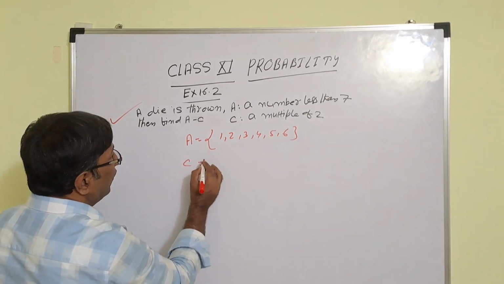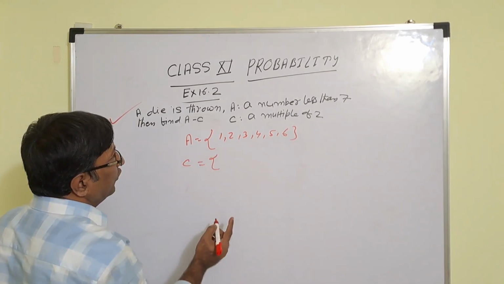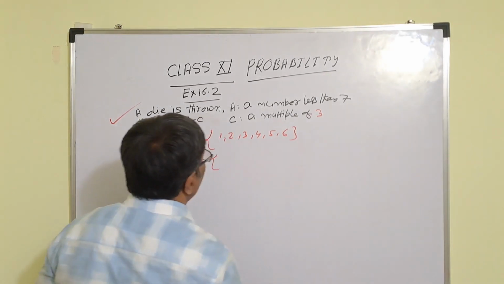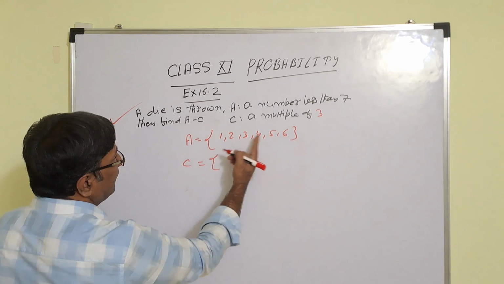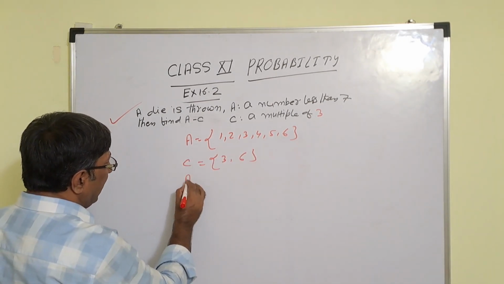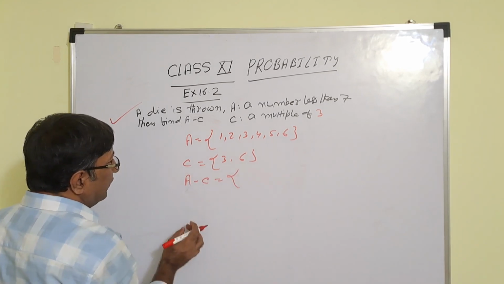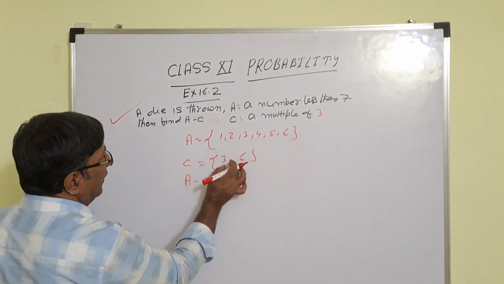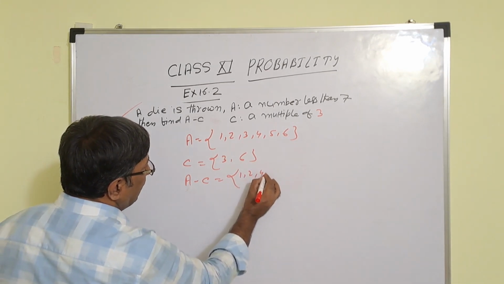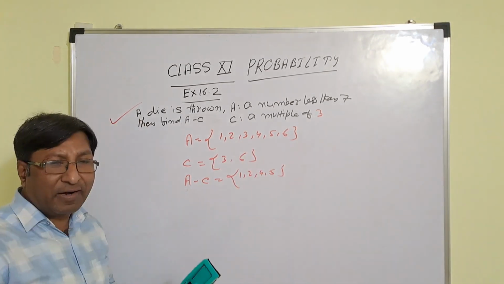And C equal to what? A multiple of 3. This is what? Multiple of 3. So multiple of 3 is only 3 and 6. So this is 3 and this is 6. Now we have to find A minus C. Remove the elements of C from A. So remove 3 and 6. You will get 1, 2, 4, 5. So 1, 2, 4, 5 is the right answer.